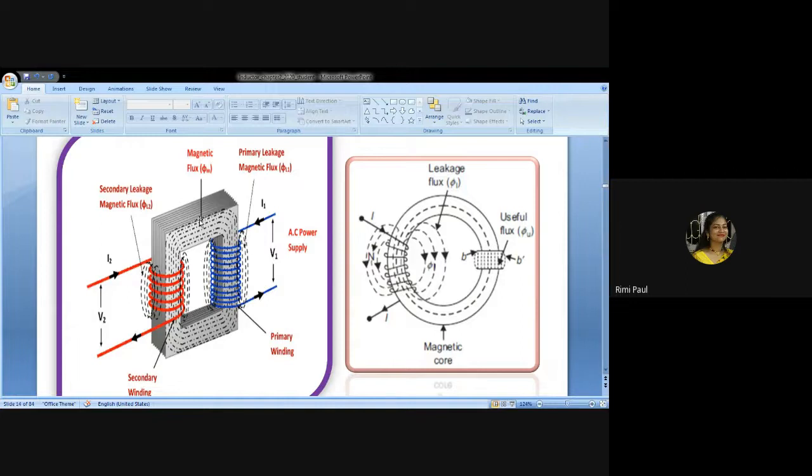So in this transformer, the energy is transferred through a magnetic path, right? So this is known as mutual inductance. Some of the flux of coil 1 will flow through this, and it is linked with the secondary coil. Okay, so this is known as mutual inductance.